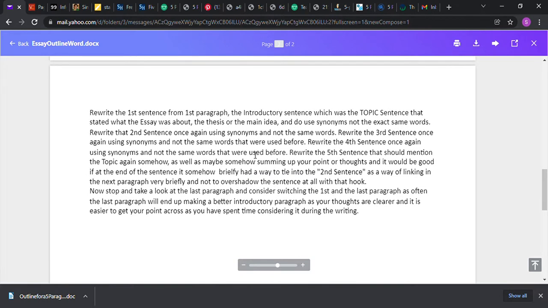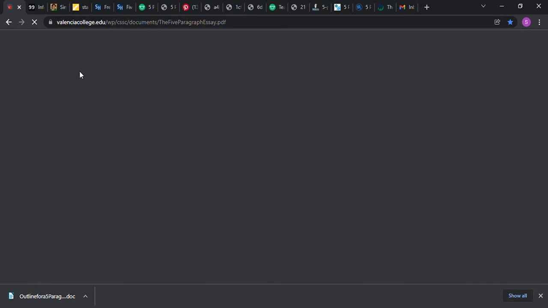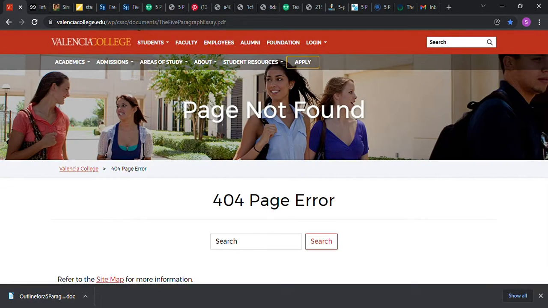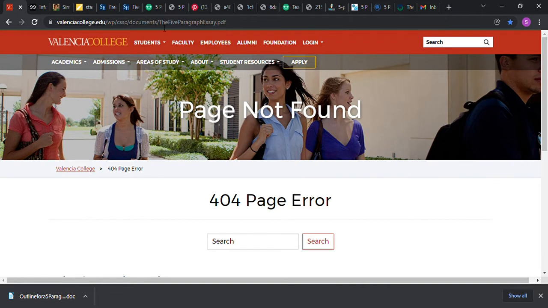And I'm going to close this and go to the next one, because I was looking for examples to help you more. Once upon a time, you can see at the top, this was Valencia College, and it had the 5-paragraph essay. You can see the address right there, and then it's gone. It's just gone. If you could get somebody to put it back, I would appreciate that, but I miss it. It is gone. And that was one of my bookmarks.